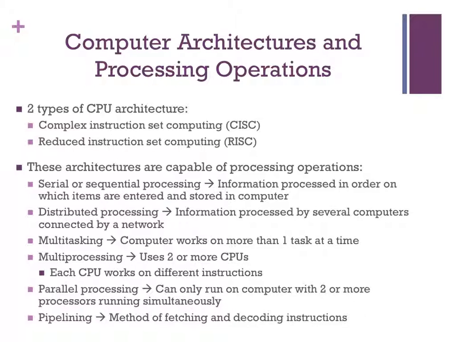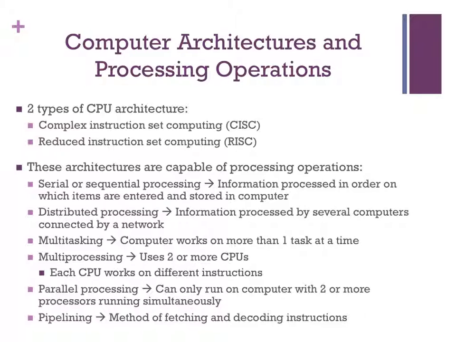Multitasking is when a computer works on more than one task at a time. Multiprocessing is when the computer uses two or more central processing units, and each CPU works on a different set of instructions, so they kind of tackle their own set of instructions per each CPU. It increases the speed or the computing power.